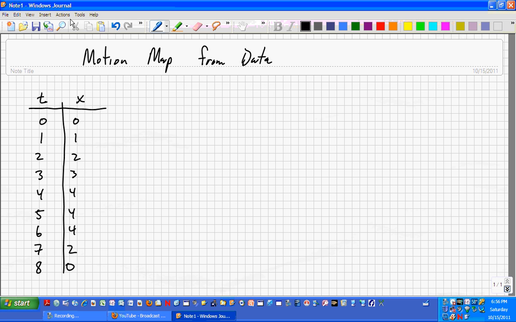And then my positions are 1 unit of measure, 2 units of measure, and so on. You can call them centimeters, meters, whatever is appropriate. Same thing with the time. It could be 1/10 of a second, 2/10 of a second, or it could be 1 full second or 2 full seconds. Again, whatever's appropriate. So what we want to do is go ahead and lay out our motion map.